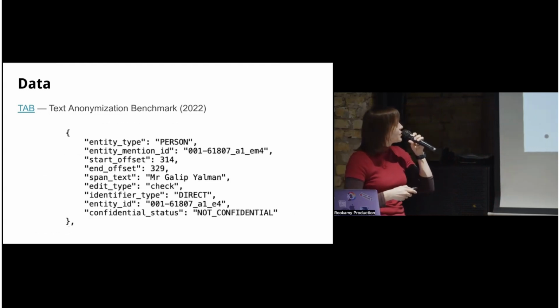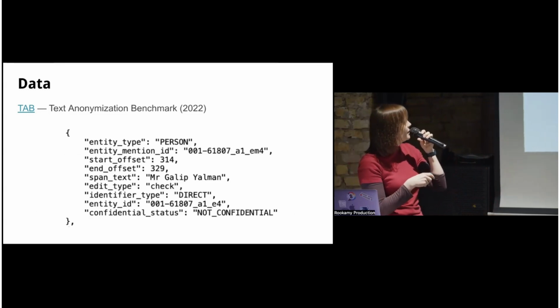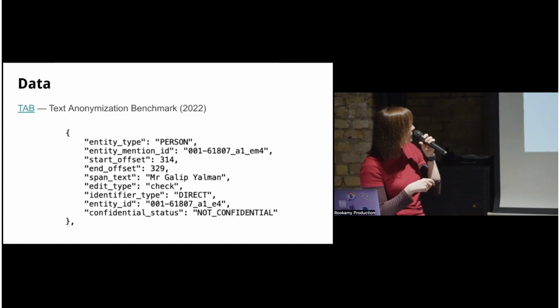This corpus is published in a JSON format. So the entities are annotated in this way. And you would see here you have span text, Mr. Galip Yalman, right? And this piece of text, this span, is labeled as person. There's an entity mention ID and entity ID. There's a start and end in the text, character-based.